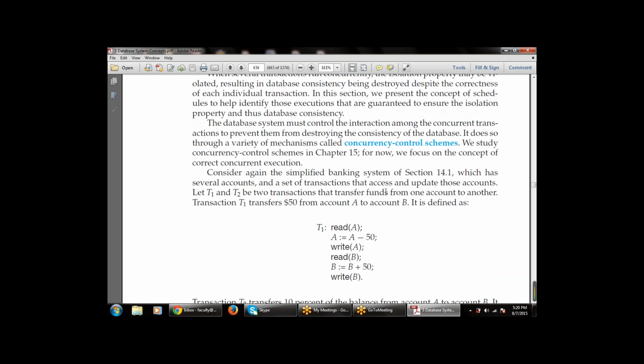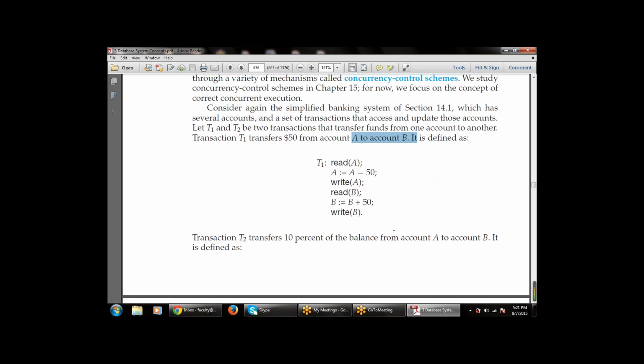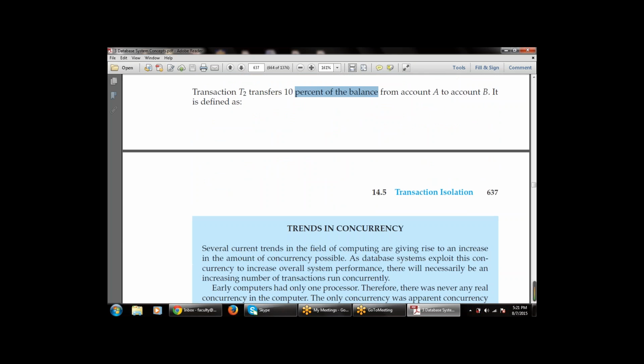Consider a simple banking example: read A, A minus 50, write A, read B, B plus 50. There are several accounts and a set of transactions that access and update them, like T1 and T2, the two transactions. T1 transfers $50 from account A to B. Now transaction T2 transfers 10% of the balance from account A to B.